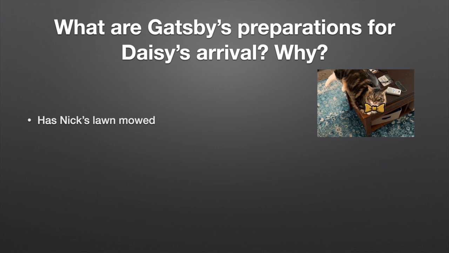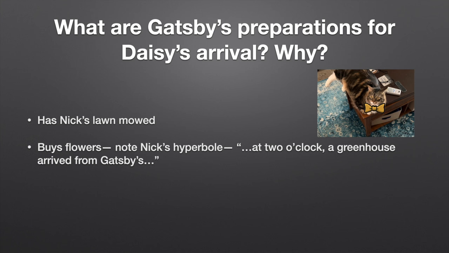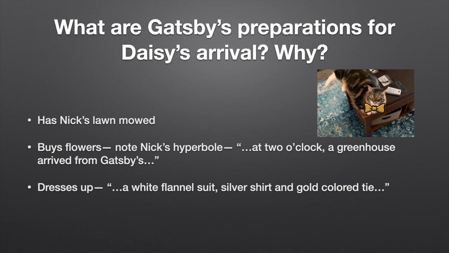So the next thing that we need to look at: we have Gatsby sending over flowers. It says at 2 o'clock, a greenhouse arrived from Gatsby's. And so we're looking at that hyperbole, because it's not just some bouquets. No, it is literally the entire greenhouse, according to Nick. And so, again, that idea of excess and abundance. Gatsby doesn't do anything with half measures; it is always way over the top.